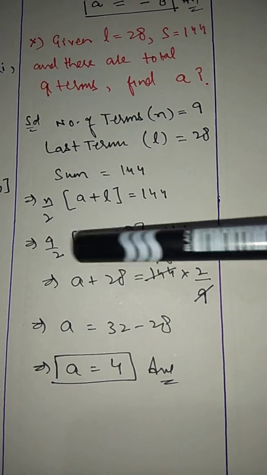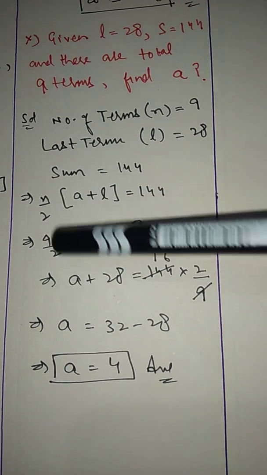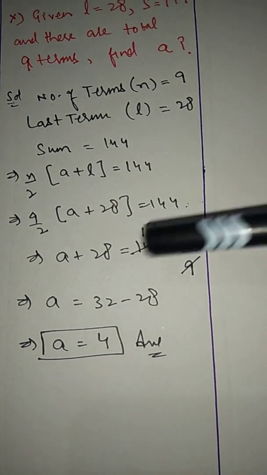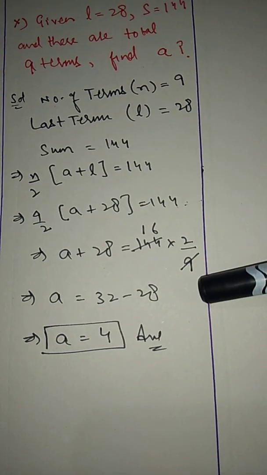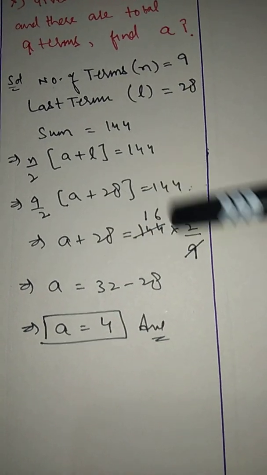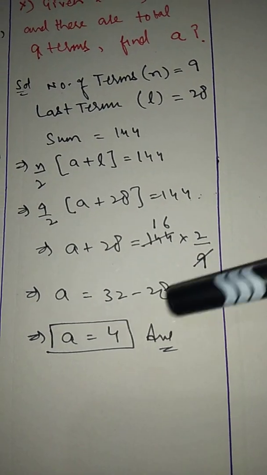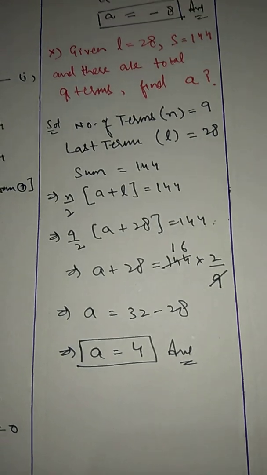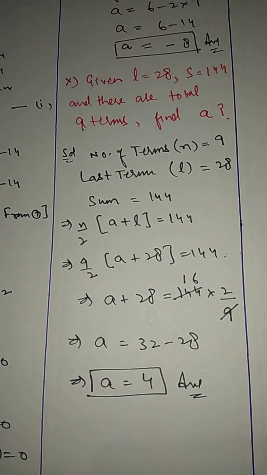So when we substitute the values of n and l, we get 9 upon 2 into a plus l as 28 is equal to 144. So it becomes 2 into 144 divided by 9, 9 16s are 144, 16 2s are 32, 28 is transposed to the RHS, it becomes 32 minus 28, and it gives the value of a as 4. So this is question number 3 of exercise 5.3.